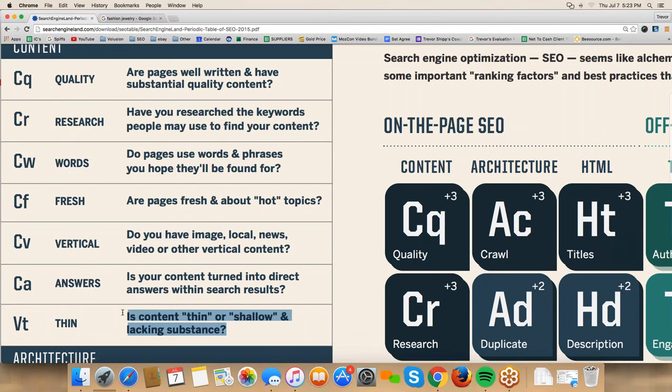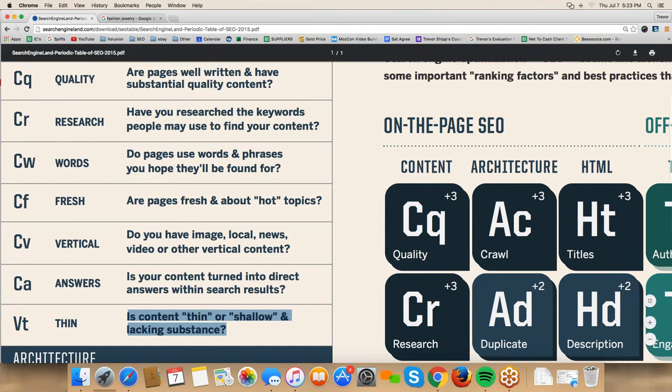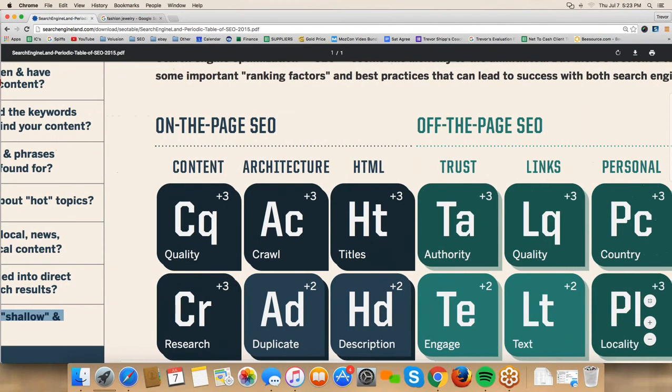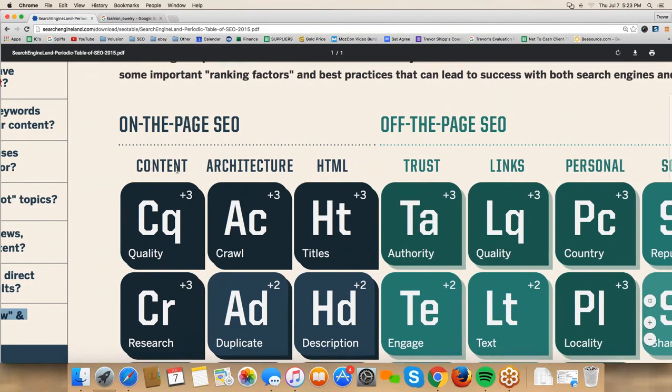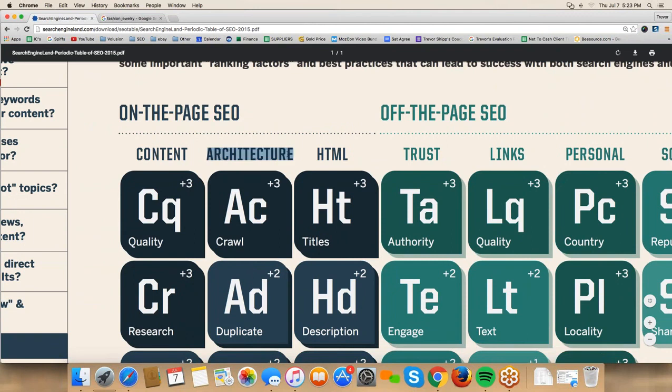And I think if there's one thing I want to highlight tonight, if you're struggling with rankings, ask yourself that question. Is your content really thin, or is it substantial? Does it have some meat to it? So that's the content section of the on-page factors. Okay. Then you've got the architecture section, and then you've got the HTML section.